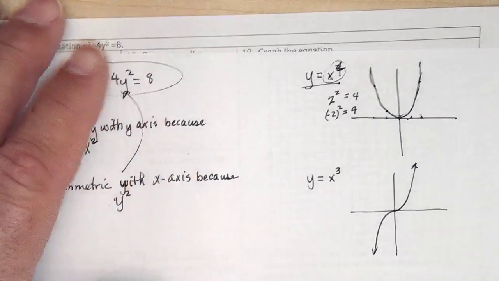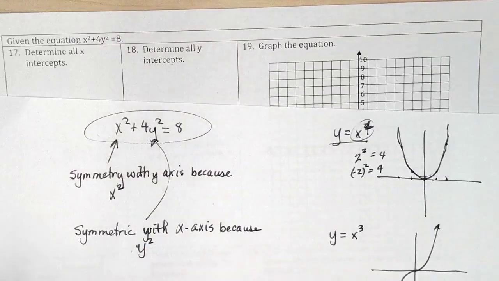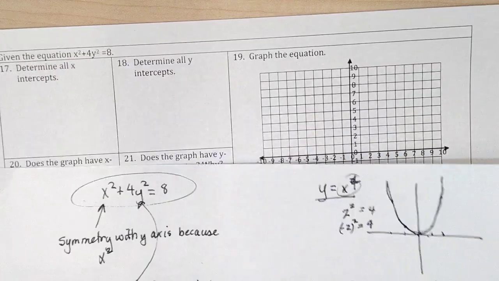So, now there is one other kind of symmetry, and that's symmetry with the origin.